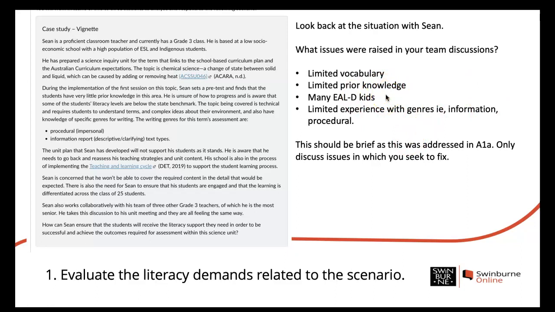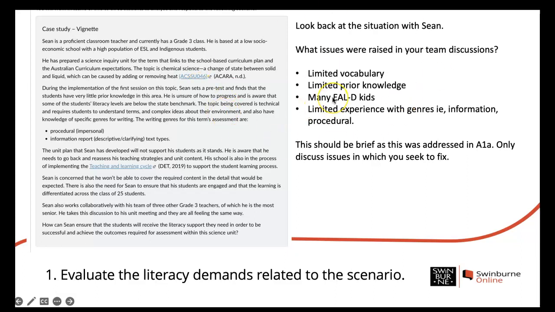Rather than making kids do a reading about reaction and change, how can you set them up for success by giving them some prior knowledge beforehand? There are many EALD kids in the grade. What impact is that going to have? What potential literacy gaps could there be there? And the kids also have limited experience with genres such as informational reports and procedures. What could we do about that?